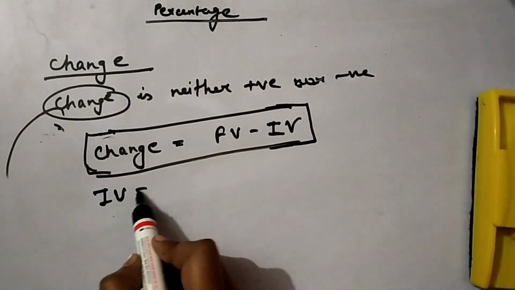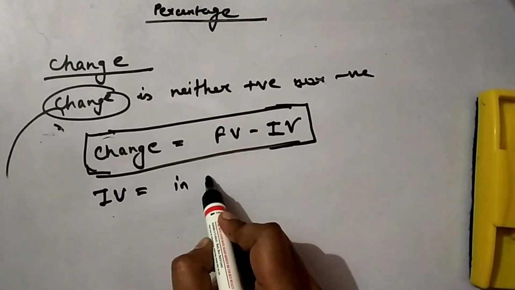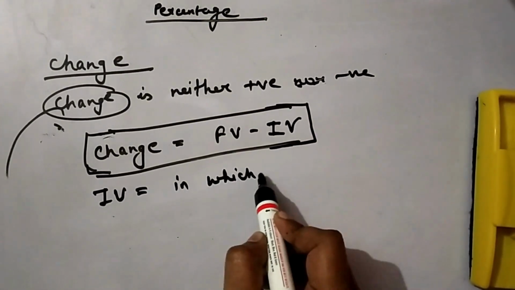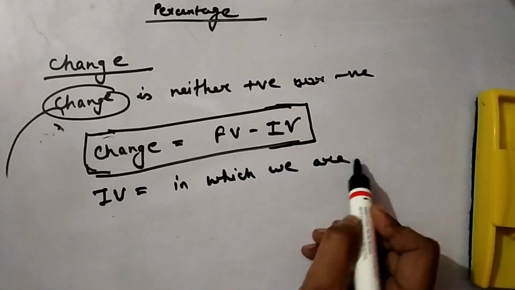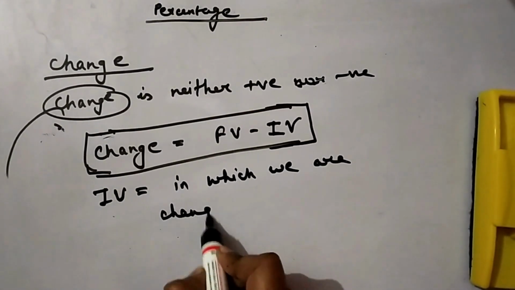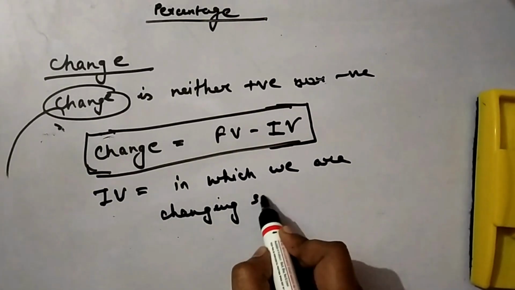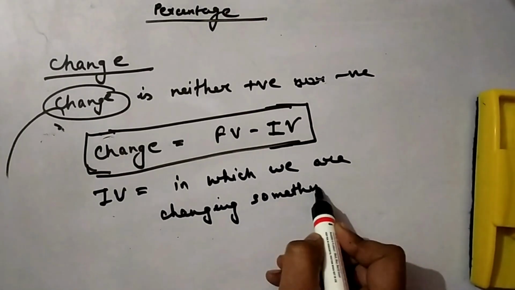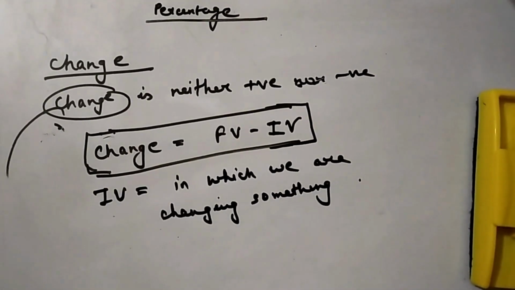Initial value is something in which we are changing something. Initial value is that in which we are changing something.